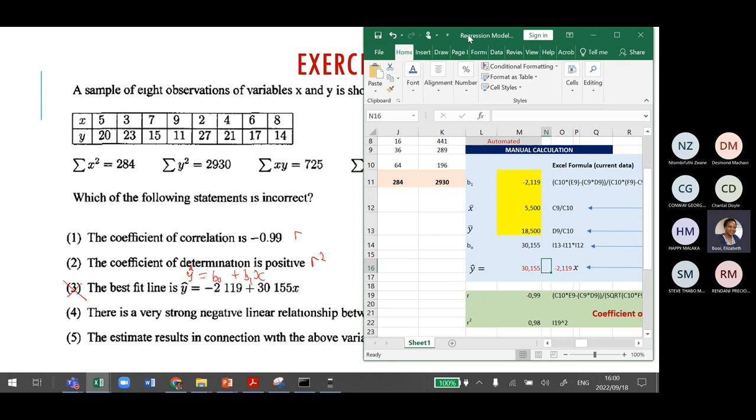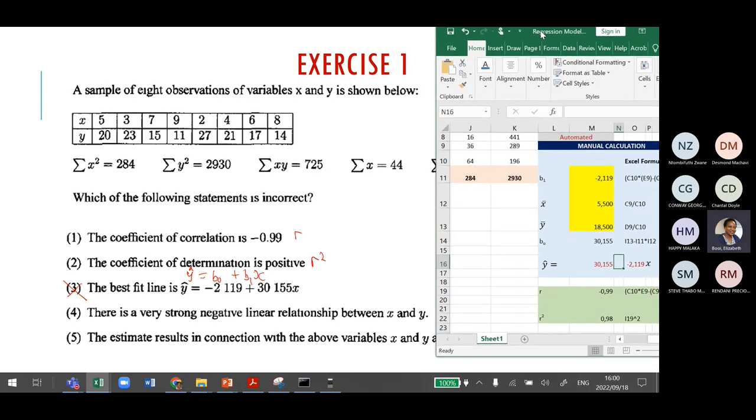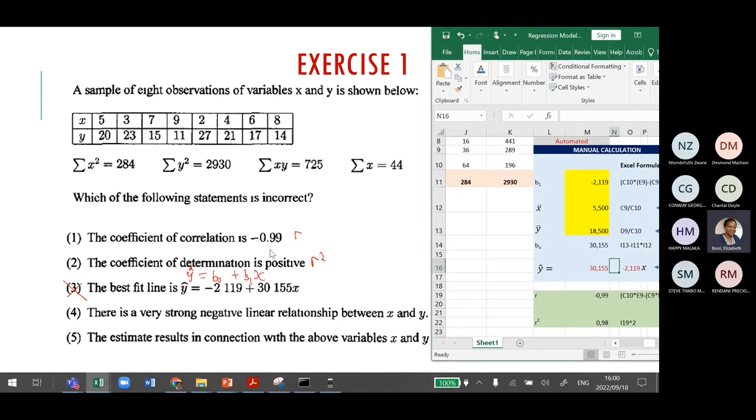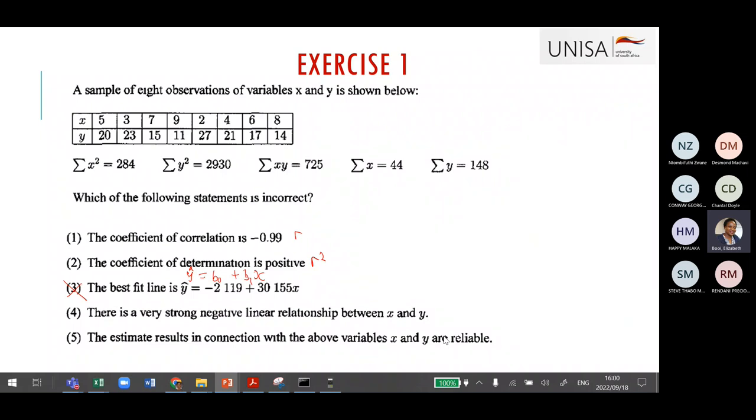There is a very negative strong relationship. Yes, there is a negative strong relationship, because your R is -0.99. And the results, based on that, we can say the results are reliable.